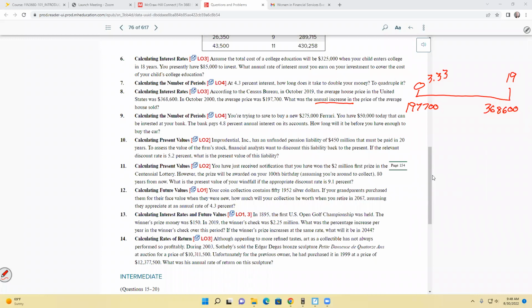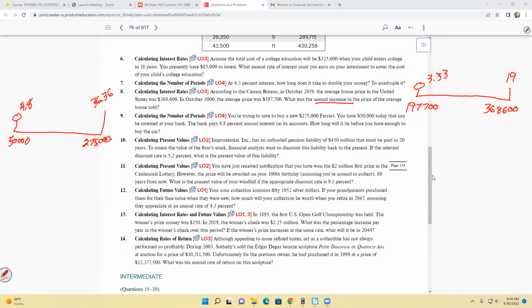All right. This question is interesting, and we'll talk more about cars later on. You want to save to buy a $275,000 Ferrari. You have $50,000 today at 4.8% interest. How long before your tush touches the Corinthian leather in that car? It's like 36 years. Okay, 36.36 years. Everybody getting that one?